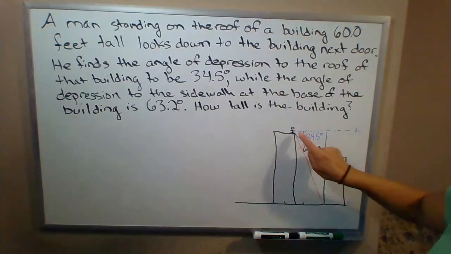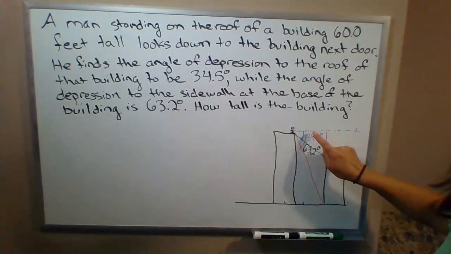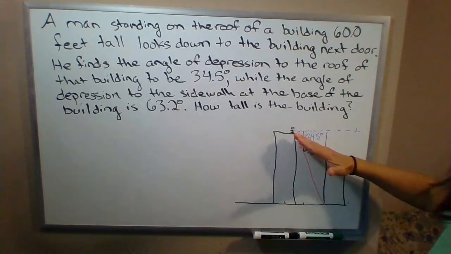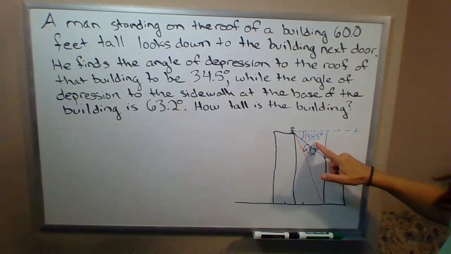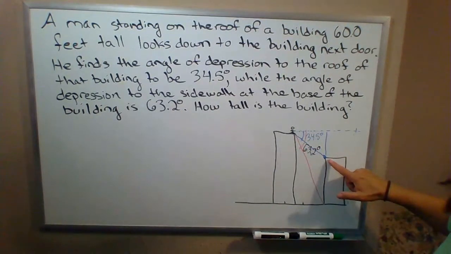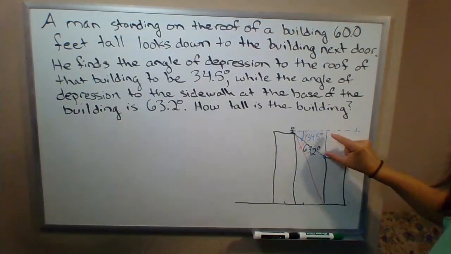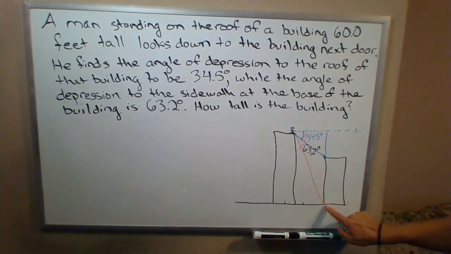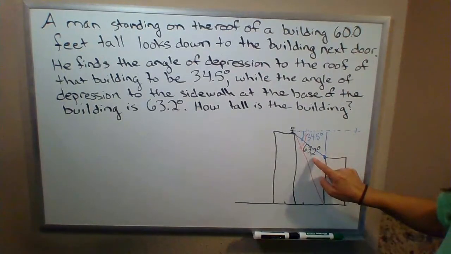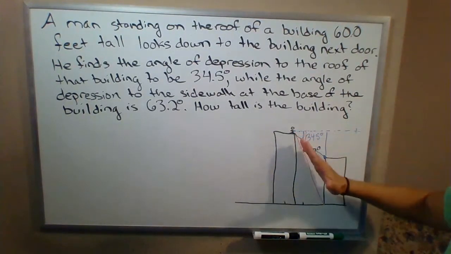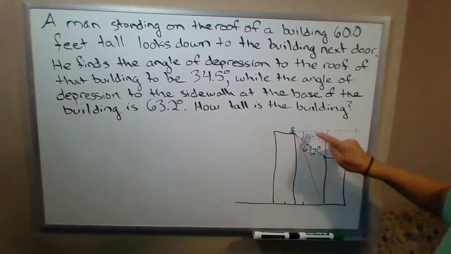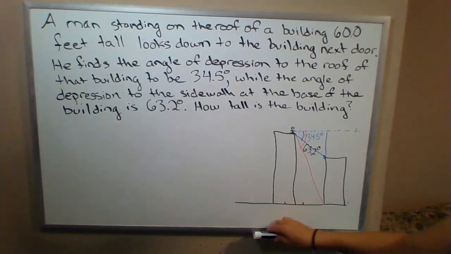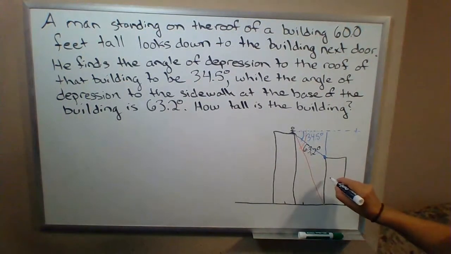So from a line horizontally straight out from the roof of this taller building, and then measure rotating downward this way. This is the 34.5 degree angle of depression to the roof of the building next door, right here, this angle in blue. And then the angle of depression to the sidewalk at the base of the building down here is 63.2 degrees. Again, measured from the horizontal, rotating downward, 63.2 degrees here.